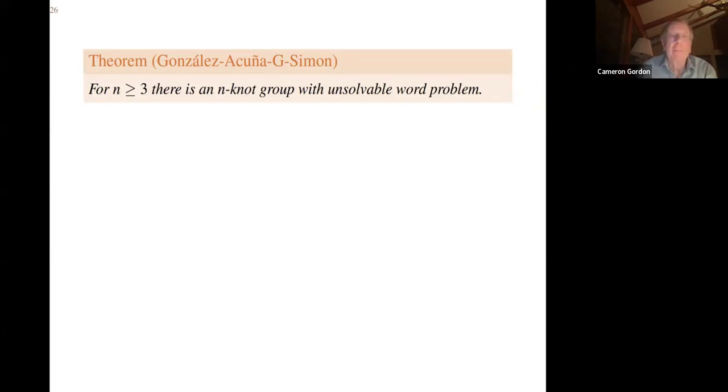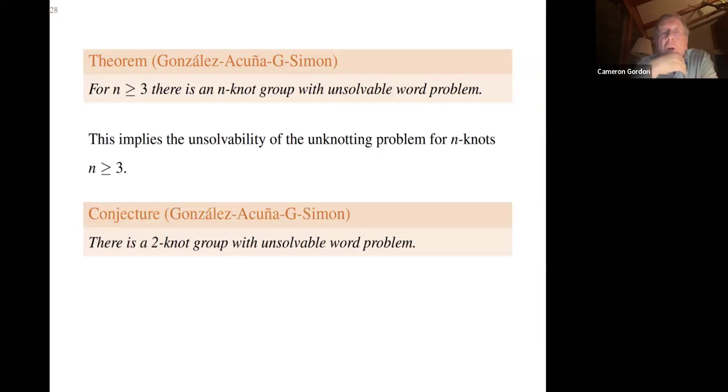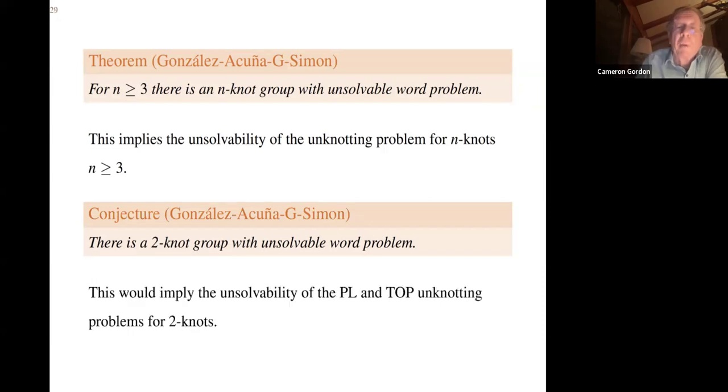So I think that's a very important kind of question. But I should mention that this theorem actually implies the unsolvability of the unknotting problem for n knots, n equal to 3. It's not obvious that it implies that, but it does. And again, getting back to 2 knots, we conjectured in that paper that there's a 2-knot group with unsolvable word problem. And if that were true, then that would imply the unsolvability of the unknotting problem for 2 knots.